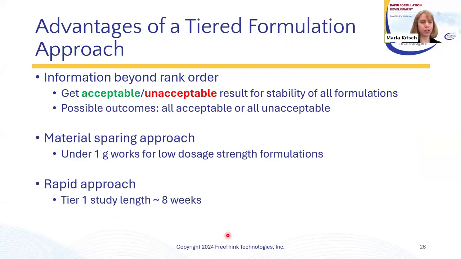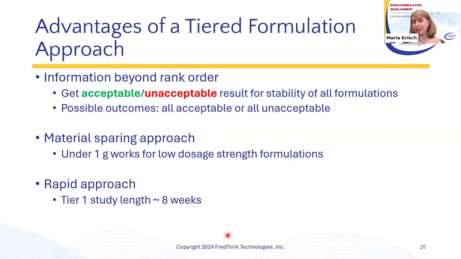So what are some of the advantages of this approach? Well, first of all, you get information beyond rank order, right? So you really get an acceptable or unacceptable result. So if you have rank order, you have this one's better than that one, but you don't know if all of them are good or all of them are bad. And those are 2 possibilities, right? You may find that no matter what you've done to the formulation, you're stable. That's great. Or you may find that it doesn't really matter which one is better because none of them are good enough to meet your shelf life.